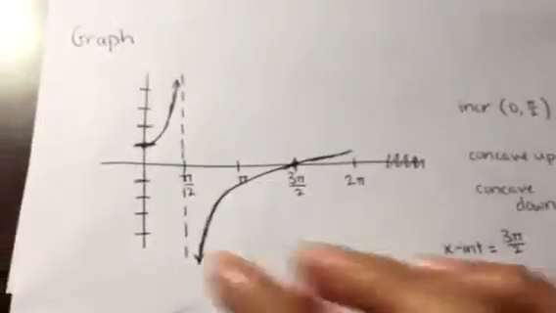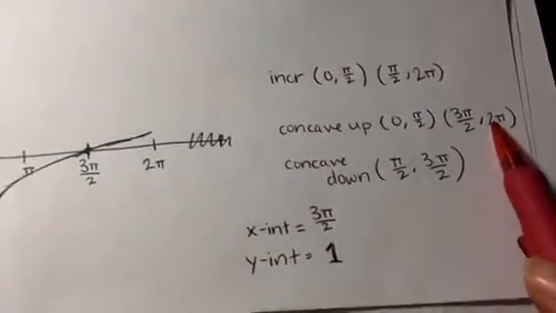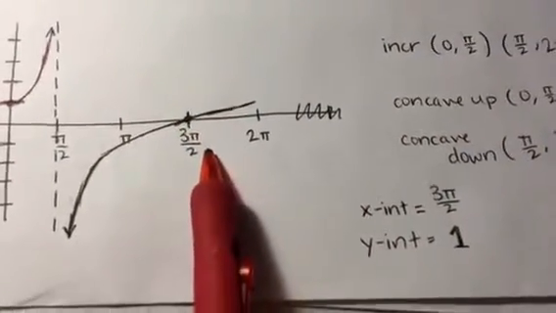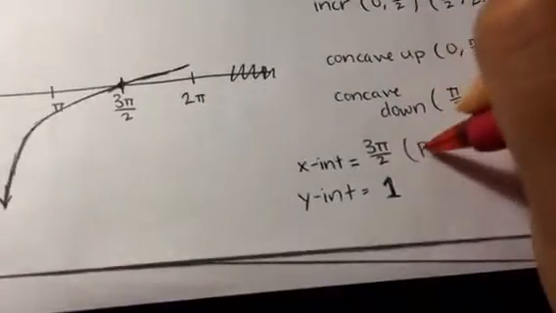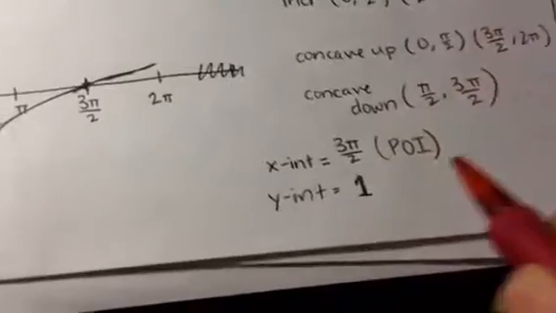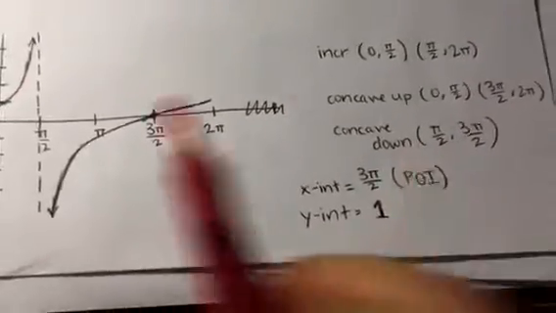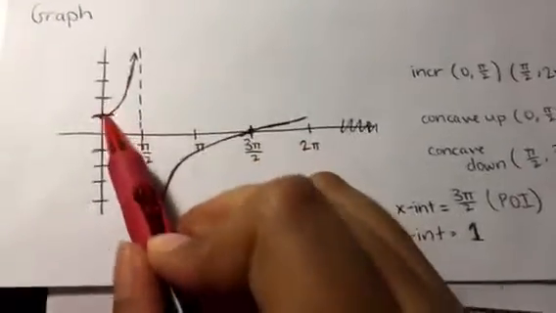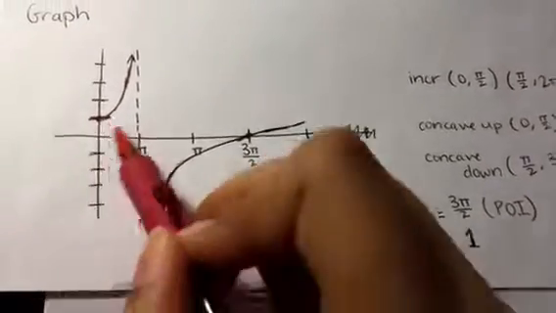Okay, so here I've graphed out the graph that we need. The information that we used, especially, we have our x-intercept, which is 3 pi over 2, which is also our point of inflection. And we know it's a point of inflection because we have the concavity. So from 0 to pi over 2, this is concave up. This is the y-intercept, which is 1. So this is concave up.